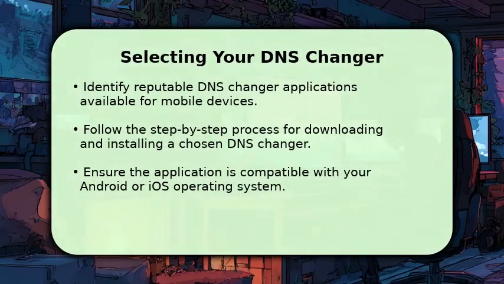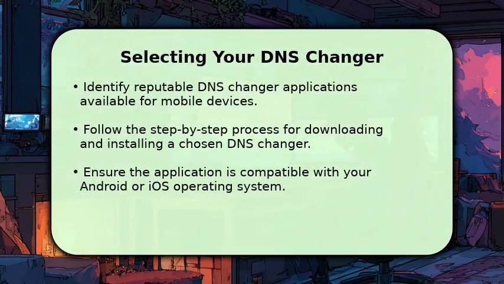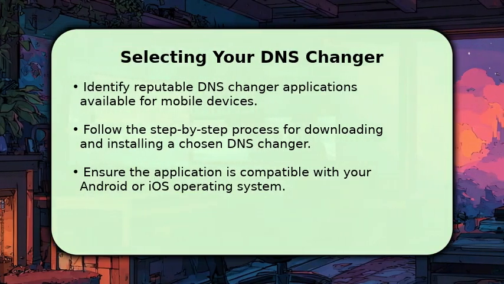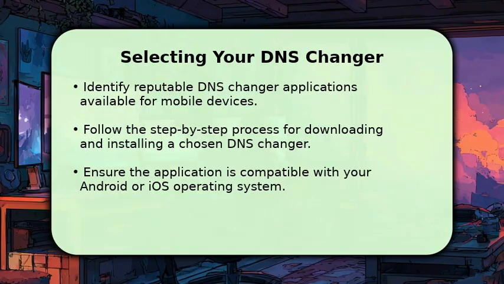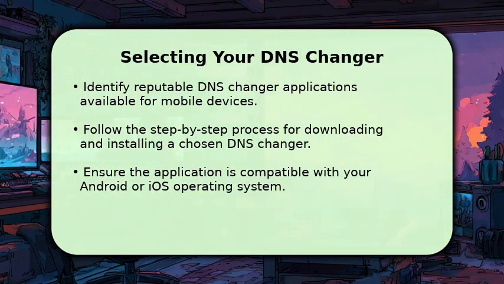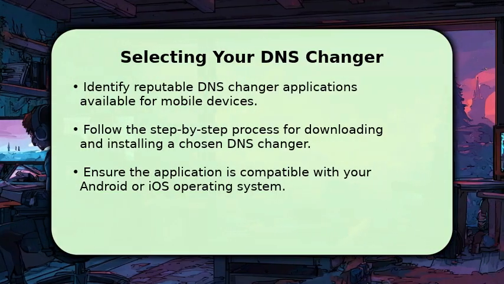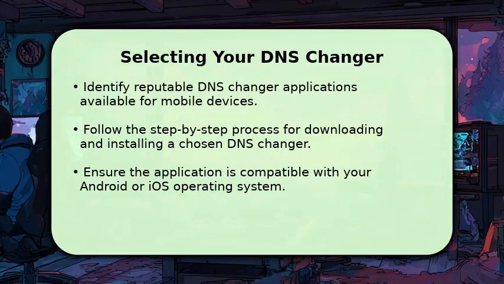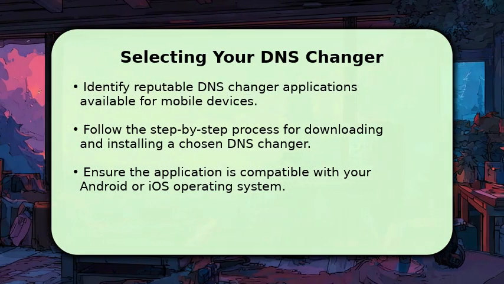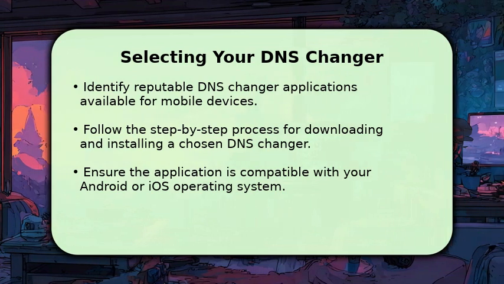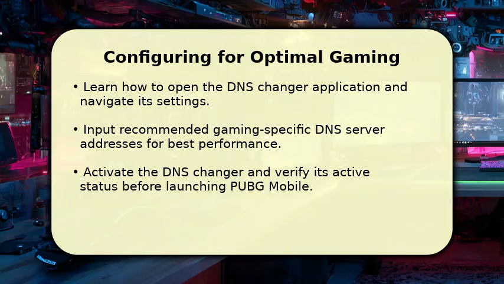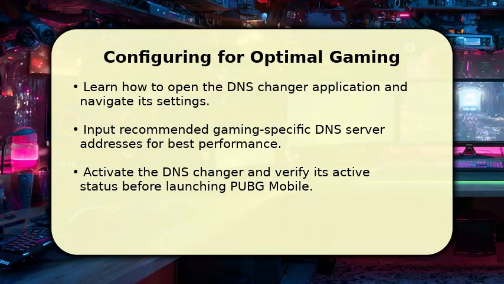To begin, you'll need to select a reliable DNS changer application from your device's app store. There are several excellent options available for both Android and iOS, often free to download. Once you've chosen one, simply follow the on-screen instructions to install it. This process usually takes less than a minute, ensuring the app is ready to help optimize your connection for PUBG Mobile.